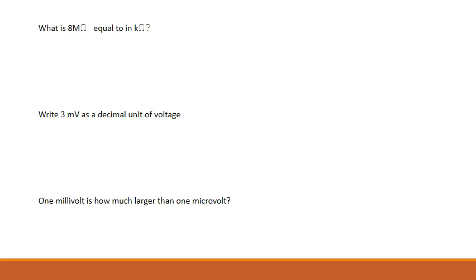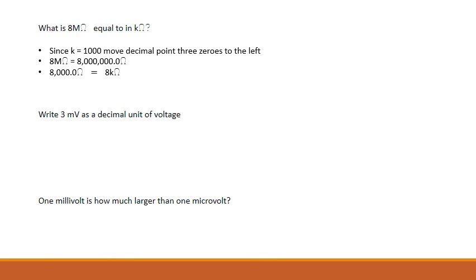What is 8 mega ohms? Capital M meaning mega, millions, equal to how many kilo ohms? Kilo meaning thousands. So since k equals 1,000, move the decimal point 3 zeros to the left. So moving the decimal point 3 zeros, that is not the left but the right, and you get 8 million kilo ohms. Excuse me, 8 million ohms, since 8,000 equals 8 kilo. So 8,000 times 1,000 equals 8 million.